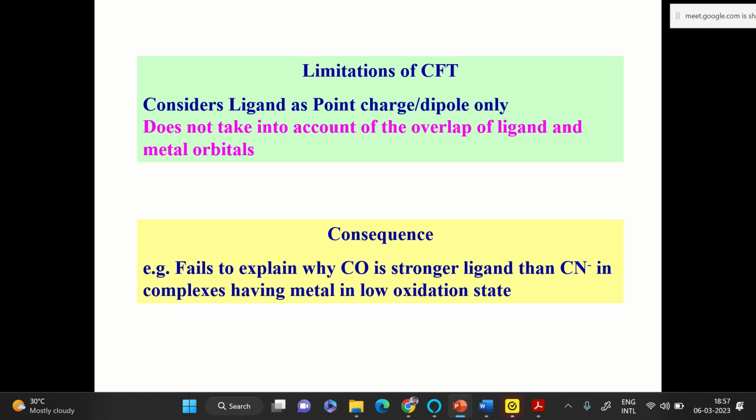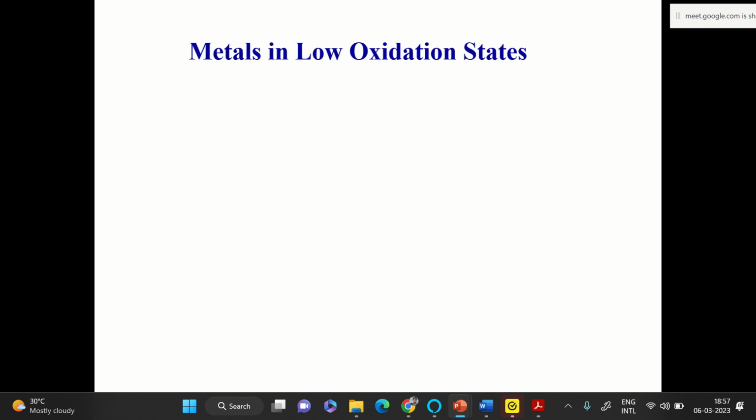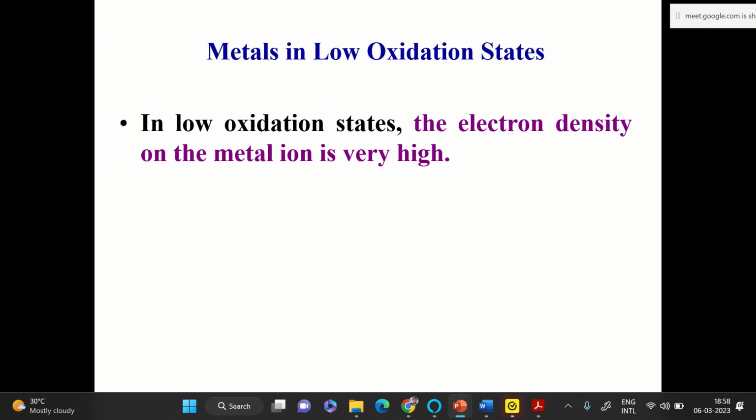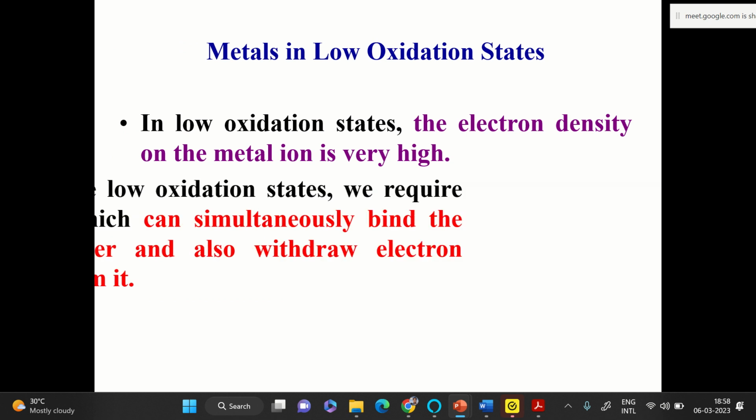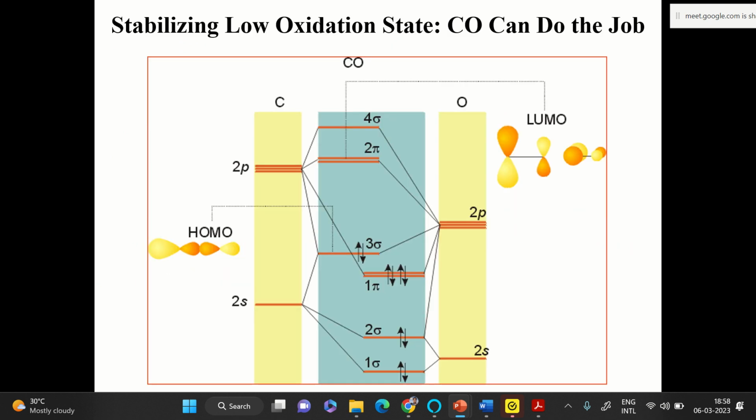So what we found, that limitation was there. CFT could not explain why CO acts as a stronger ligand as compared to CN minus, and that we will discuss today, how the metals are stabilized in low oxidation states. Okay, so those things we will discuss.